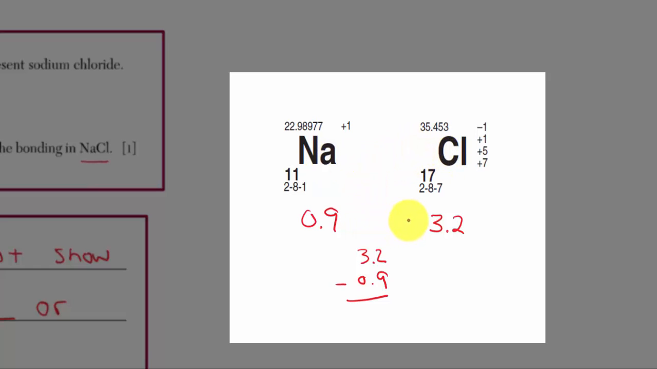So we're going to use electronegativity values to determine that pretty quickly. I've looked up the electronegativity values of sodium, it's 0.9, and chlorine 3.2. You can see that the difference between these two values is actually 2.3. This is a very high electronegativity difference, indicating that the bond between sodium and chlorine should be an ionic bond.